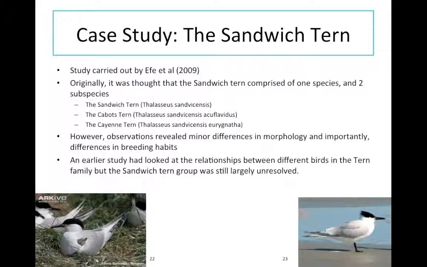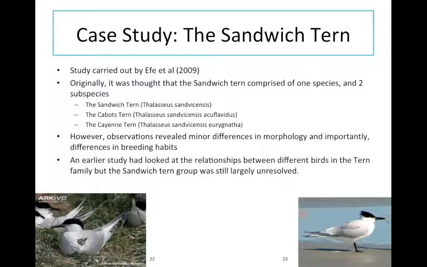So we're going to start with a few case studies. I think it's a great way to see it in action. There was a study carried out by F.A. et al. in 2009. Et al. just means and colleagues. Originally it was thought that the sandwich tern comprised one species and two subspecies. Now, if subspecies is something you've never come across before, don't panic. You can always Google it, but all it essentially means is they're not different enough to be a different species, but they can be classed as a subspecies. They're different enough that we can differentiate them taxonomically slightly, but they are still the same species.